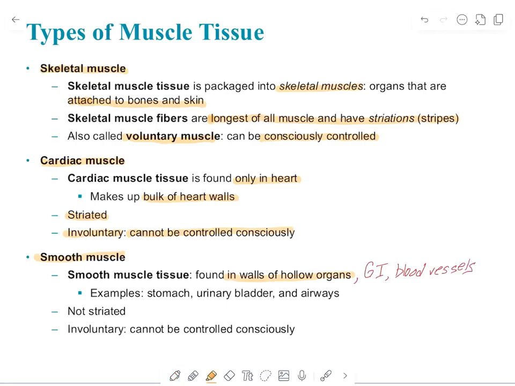So some examples would be in the wall of the stomach, the urinary bladder, and the airways. So we can add the urinary system here, as well as the respiratory system. So, for example, the bronchioles have smooth muscle in their walls. Smooth muscle is the only one of the three that is not striated. And again, it's involuntarily controlled, so it cannot be consciously controlled.